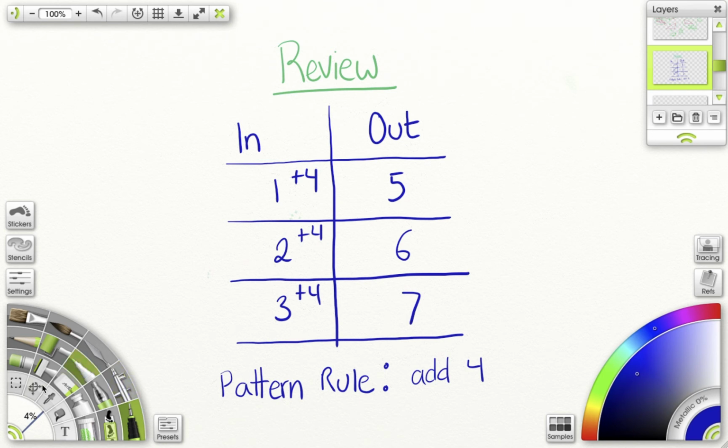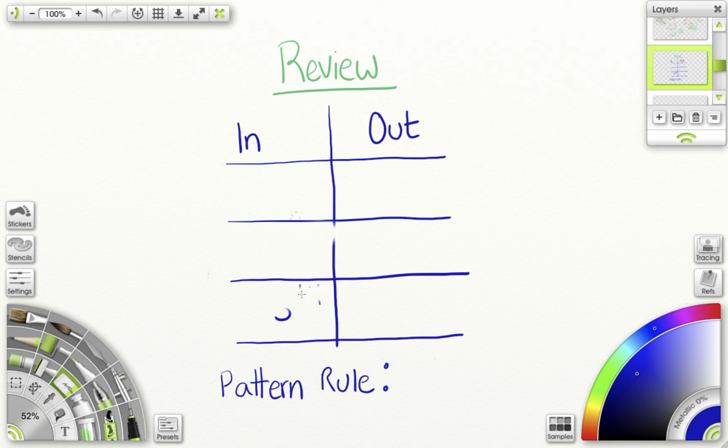Let's do one more as practice, and then we're going to get into a couple of multiplication and division ones. So I'm just going to keep the same chart. I'm just going to erase our numbers here. So this time, instead of starting from 1, let's start from 3. So we have 3, 4, and 5. The pattern rule is going to be subtract 2.